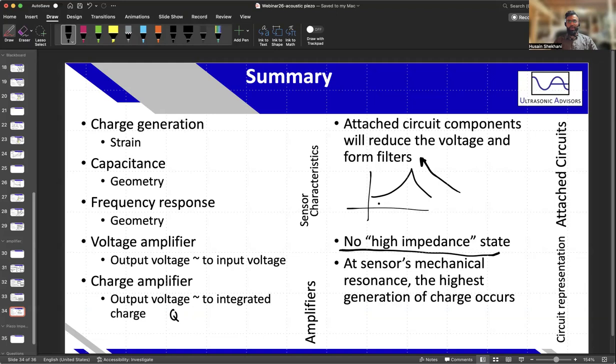For sensing, it doesn't look similar. Basically, the sensor only has one resonant frequency. It doesn't have a resonance and an anti-resonance, because it's just mechanical to electrical. So at the sensor's mechanical resonance, the highest generation of charge occurs. And after that point, you'll have less response simply because your sensor can no longer exhibit strain.